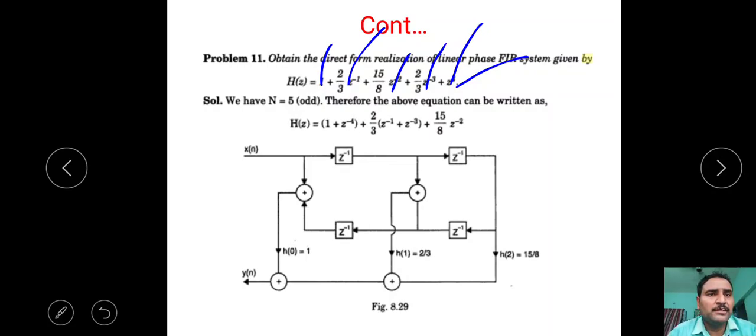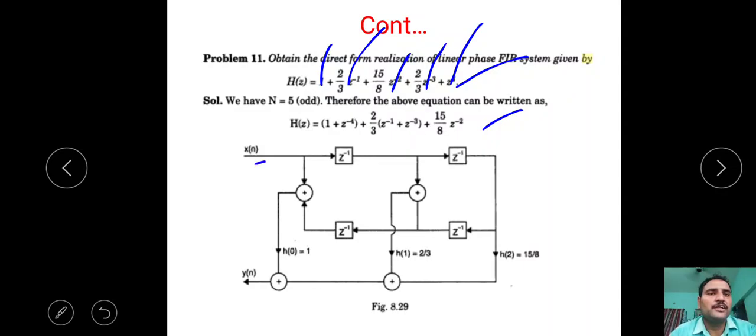That equation can be rewritten like this: 1 plus z power minus 4, plus 2 by 3 into z power minus 1 plus z power minus 3, plus 15 by 8 into z power minus 2. It's a linear phase system, simple, where n is equal to 5, odd. What we have to do? We require only 3 multipliers: 1, 2 by 3, and 15 by 8.